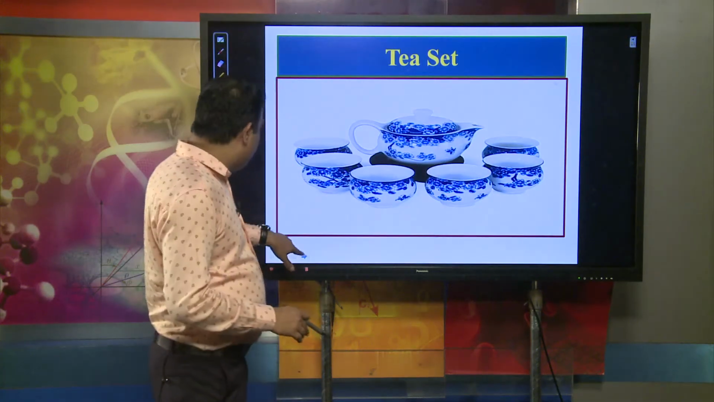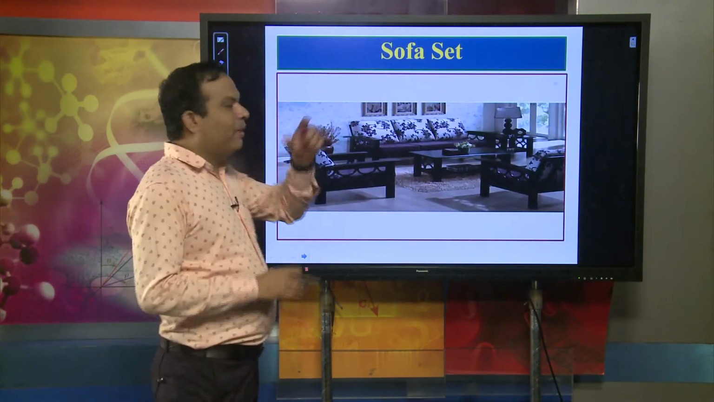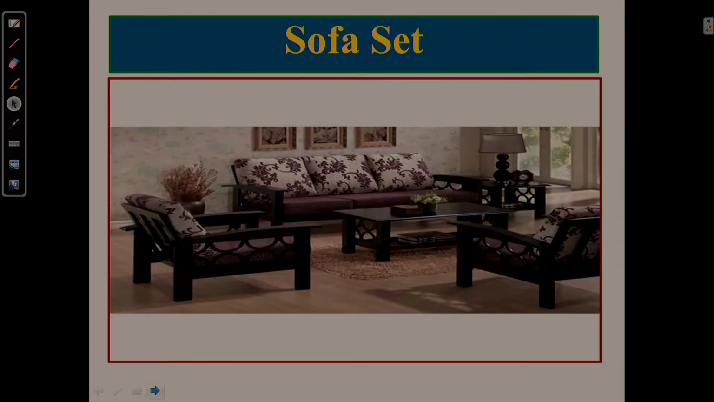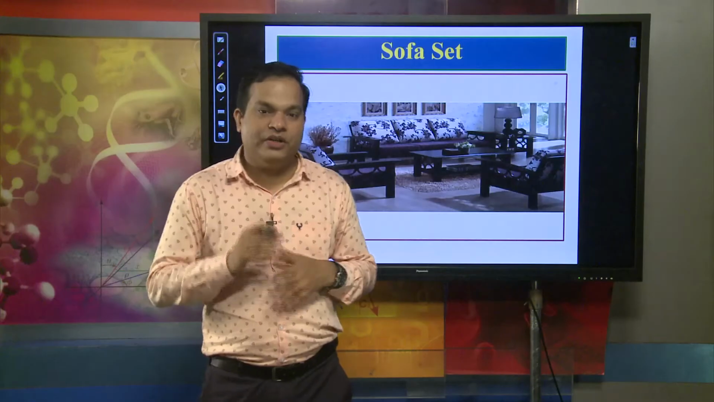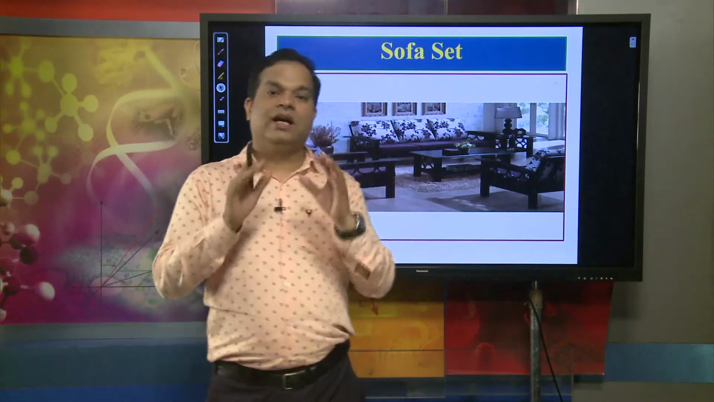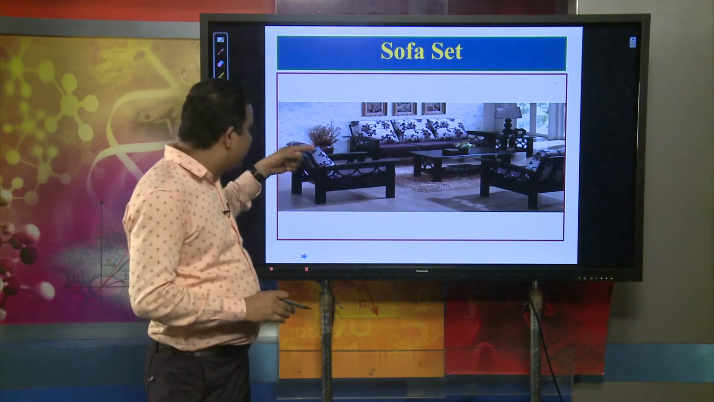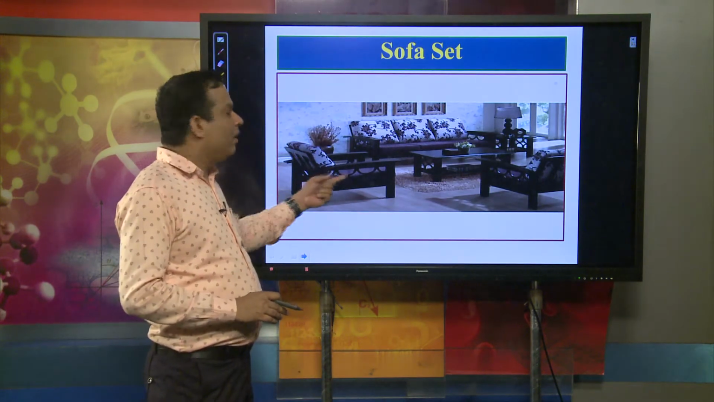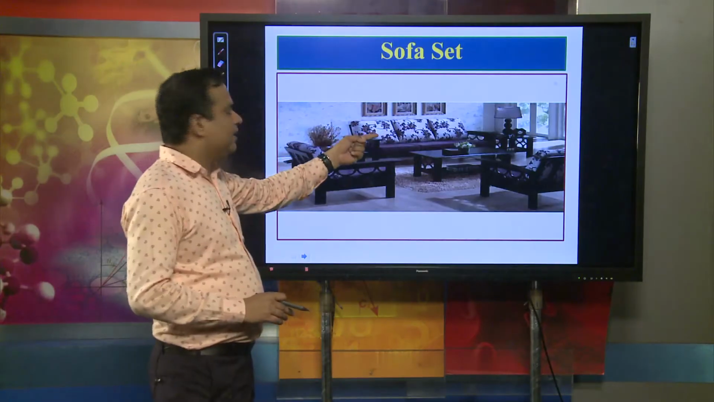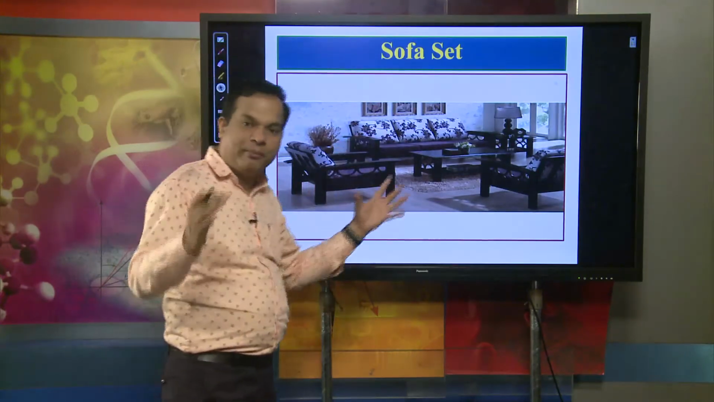Similarly, suppose I would like to take a sofa set. This terminology is generally used in our day to day life. When talking about a sofa set, there are different elements also. For example, you can see one seated sofa, one teapot, three seated sofa. Then when we combine, it becomes a sofa set.